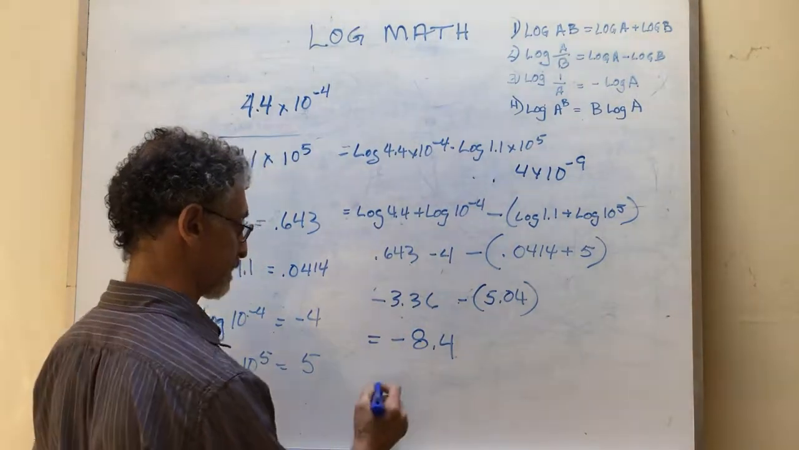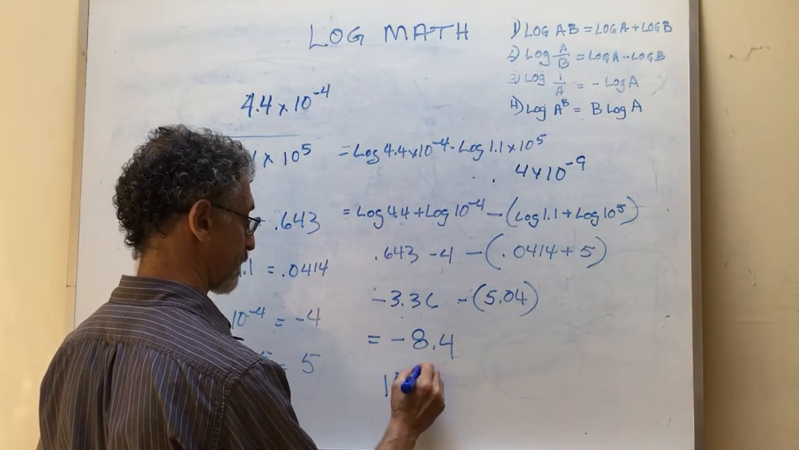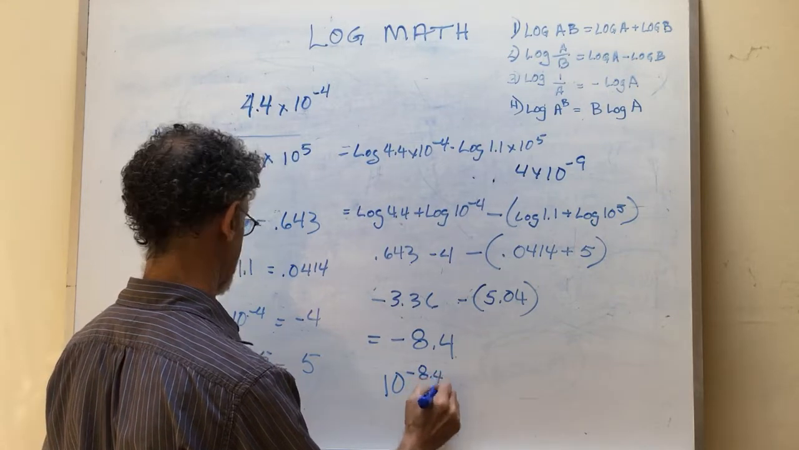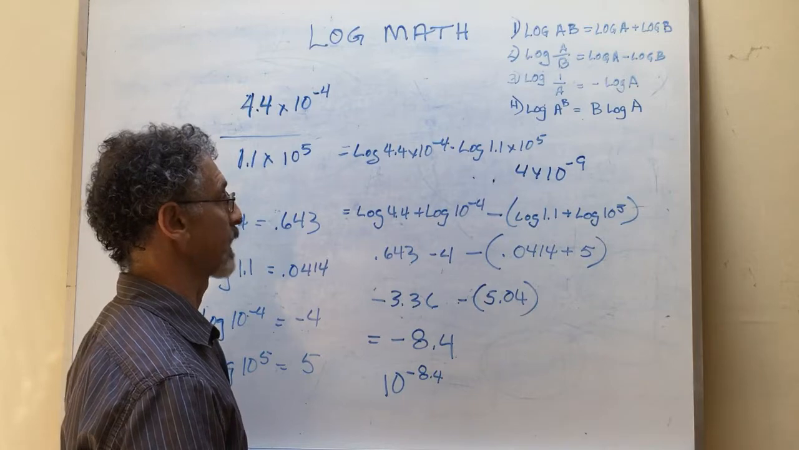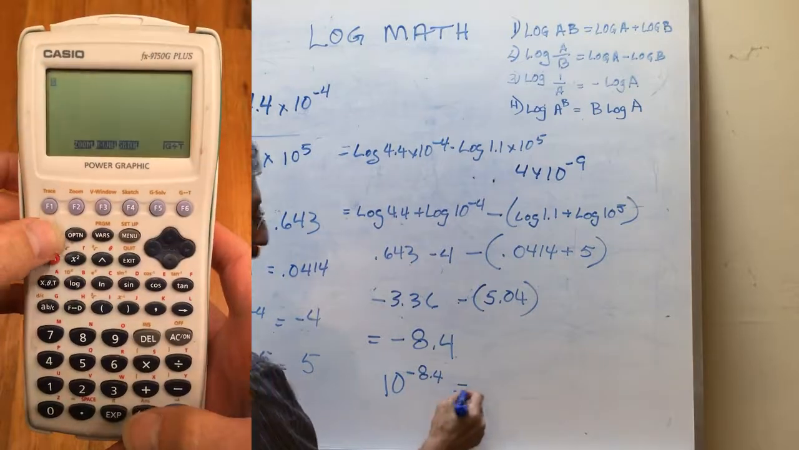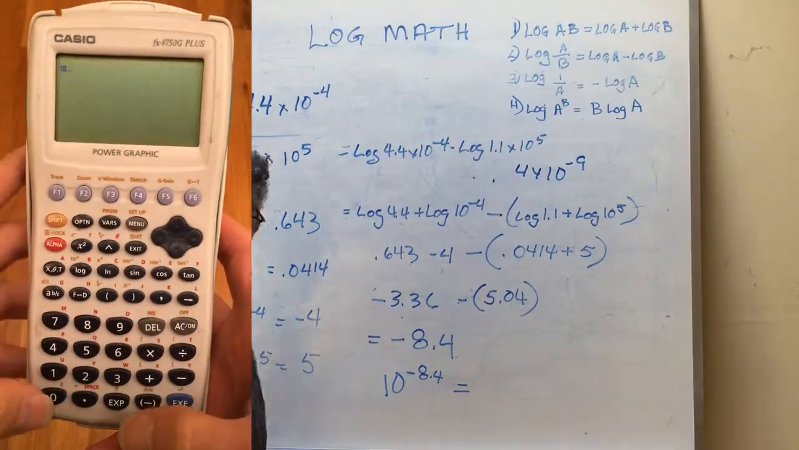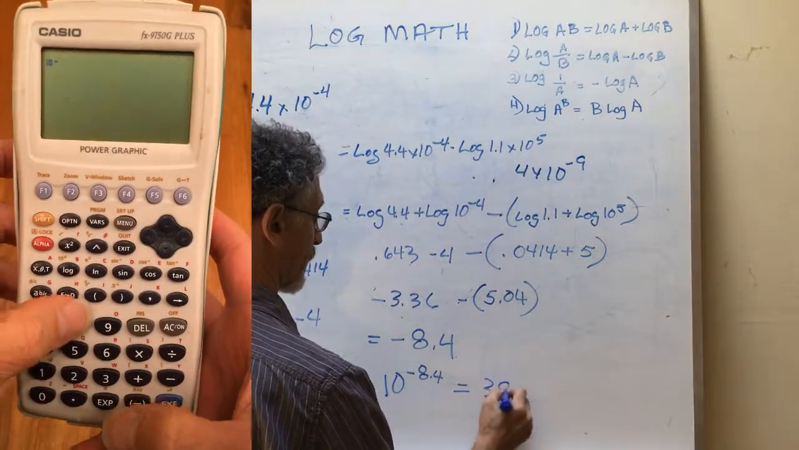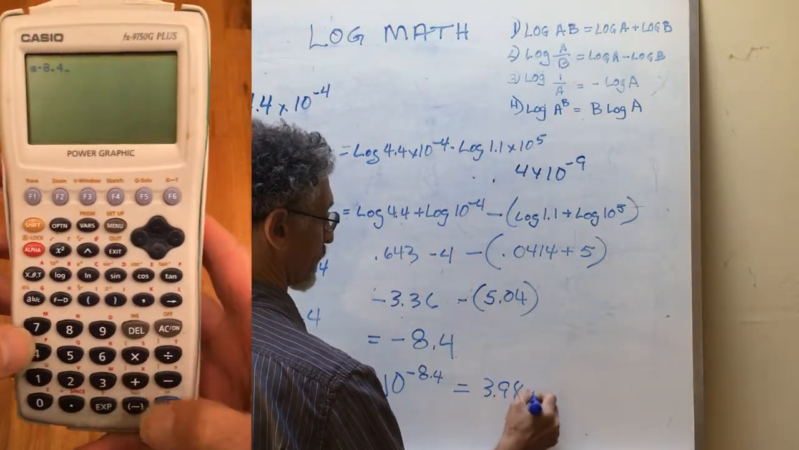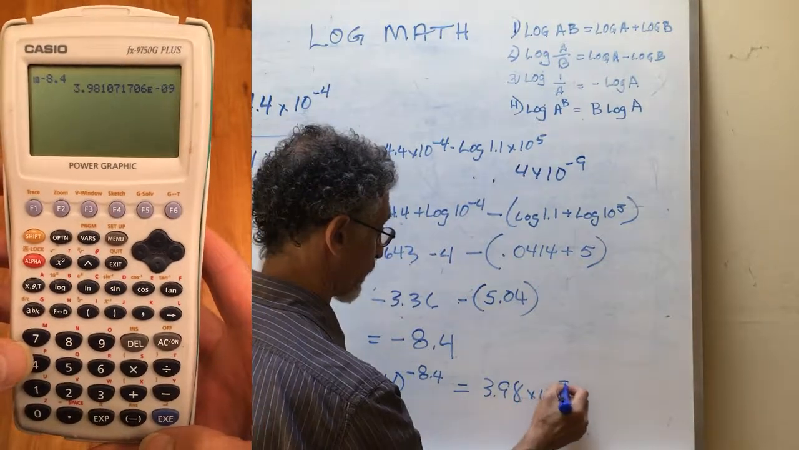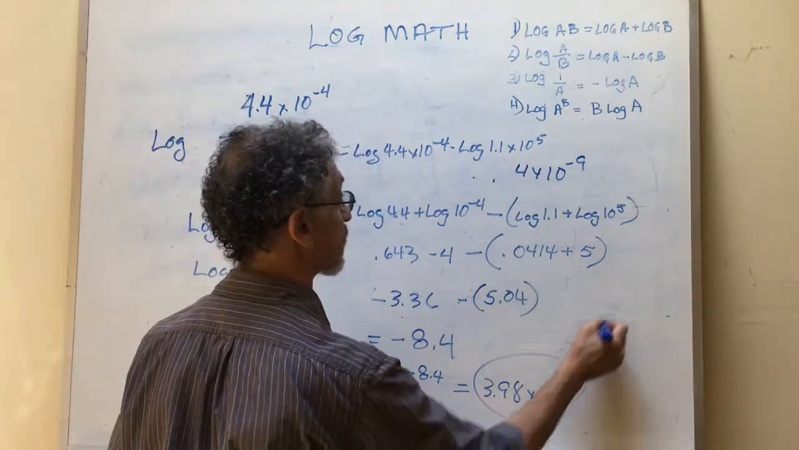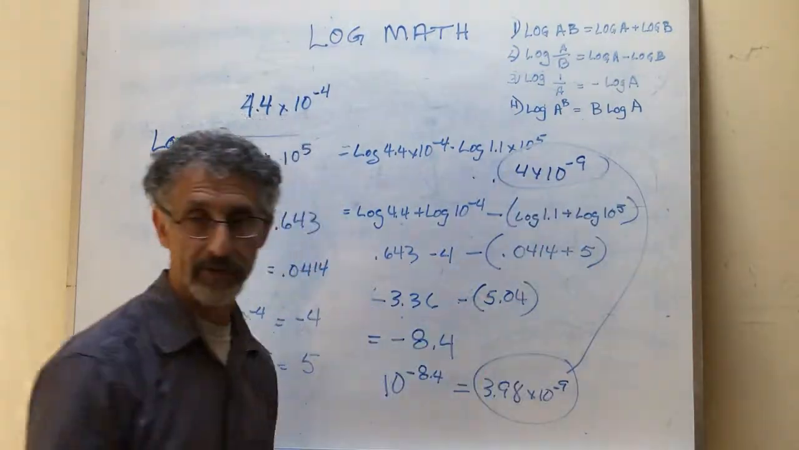So what does this mean? 10 to the minus 8.4 should equal 4 times 10 to the minus 9th. So if we plug that into your calculator, we'll get 3.98 times 10 to the minus 9th, which is very close to this answer.